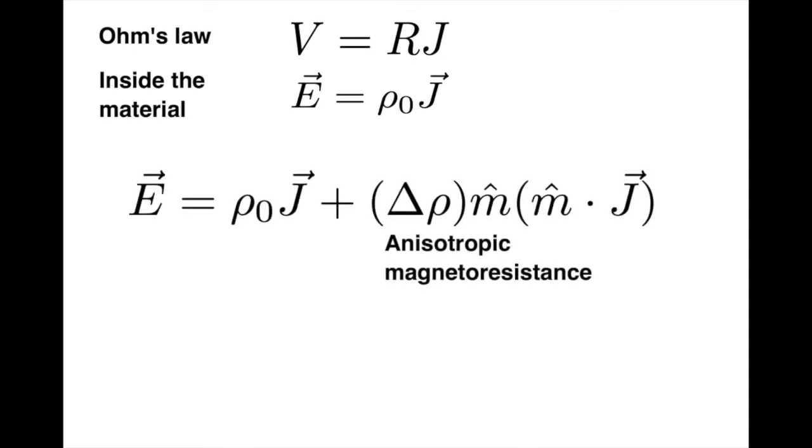In the case in which there is also an anisotropic magnetoresistance effect, there is an extra contribution to the electric field if both the magnetization and the current are present and are not orthogonal. In permalloy, the effect changes the resistance by 3 or 4%.